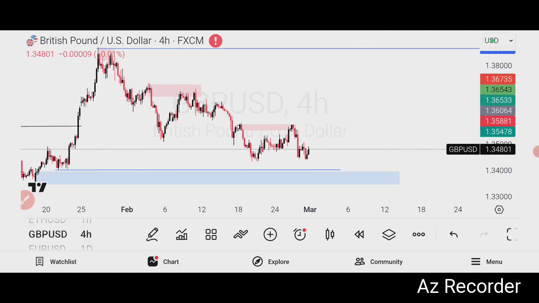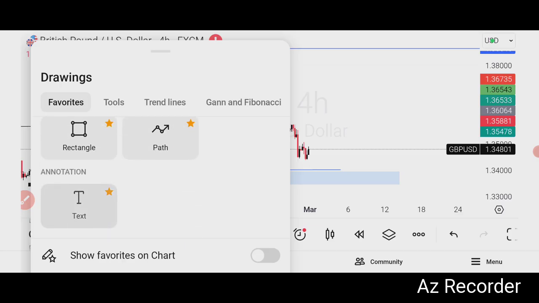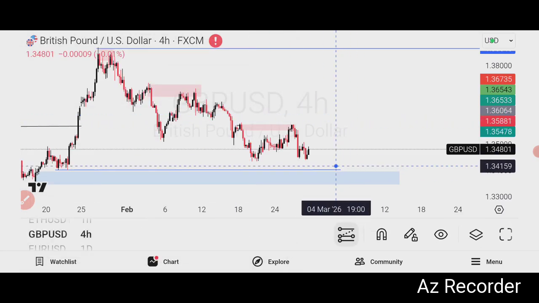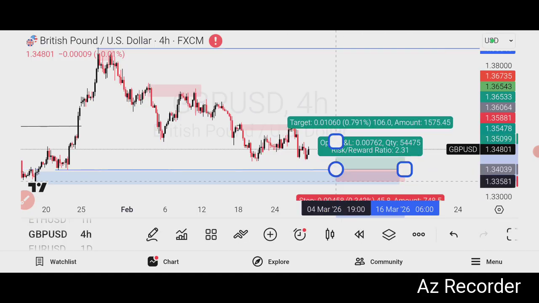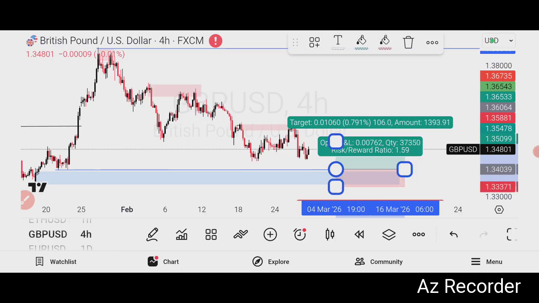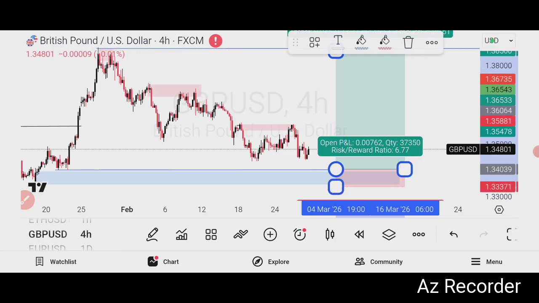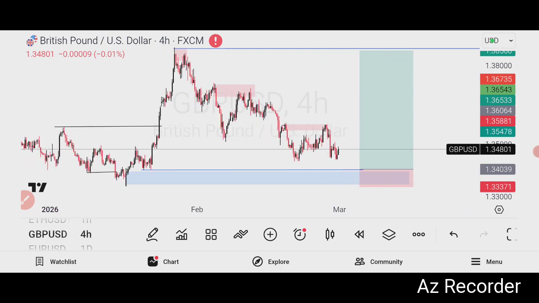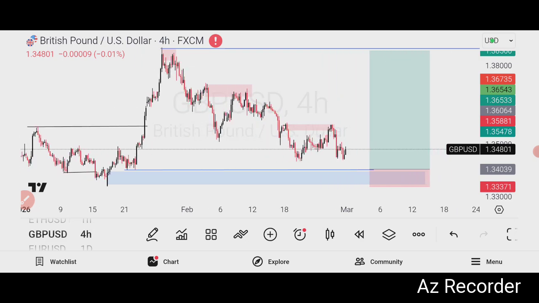So for GU, what I can see is that we are taking buys from this zone, with stop loss just below that liquidity block. Then our take profit is going to be at this point. This is about 1:6. So if you can hold this particular trade for one month, it's better than jumping from one trade to another.